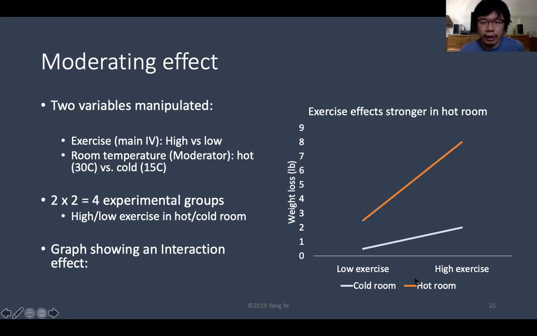But we also should see that in the hot room, there's a difference as well. And we can test whether this difference is stronger than this difference, which looks so. So it seems that in the hot room, higher exercise results in a higher level of weight loss compared to low exercise, as compared to the cold room, right? So the effect of exercise in the hot room seems to be stronger, okay? So this is what we are looking for in our interaction effect. And that can be further statistically tested to indicate whether this effect is significant or not.